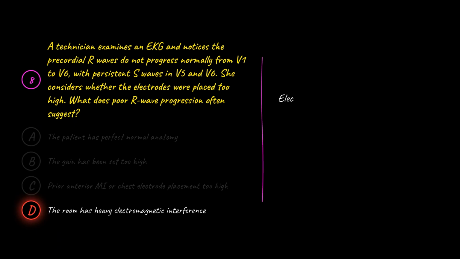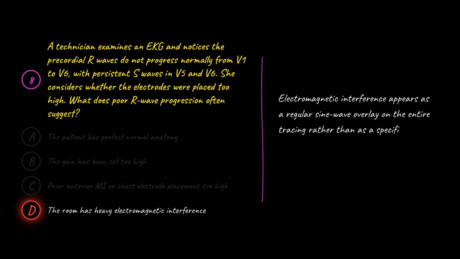Gain effects are systemic across the tracing and do not produce regional progression problems. D is wrong because electromagnetic interference appears as a regular sine wave overlay on the entire tracing rather than as a specific R wave progression pattern. Interference looks different from a progression abnormality.